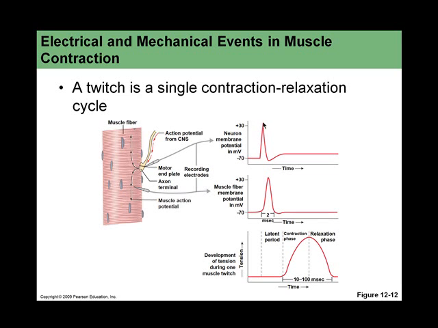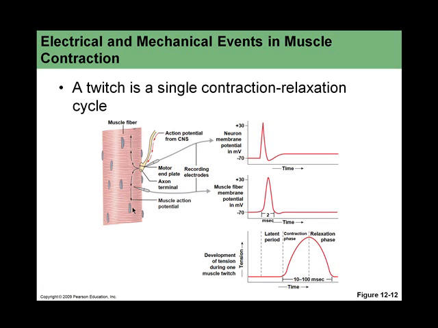This exact time interval between this point and this point only depends upon the distance between the neuromuscular junction and your recording electrode in the muscle fiber. So the farther away it is, then the greater the time between these two peaks, as you might know.